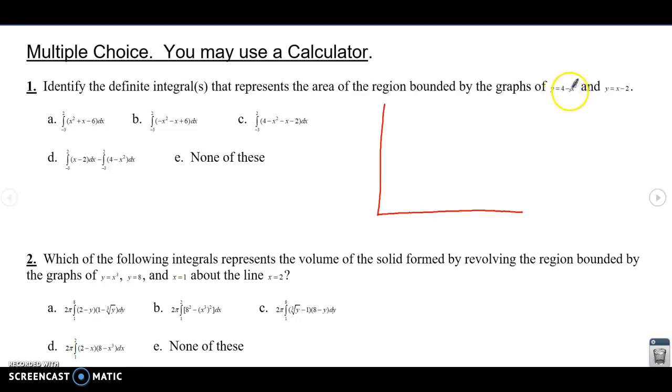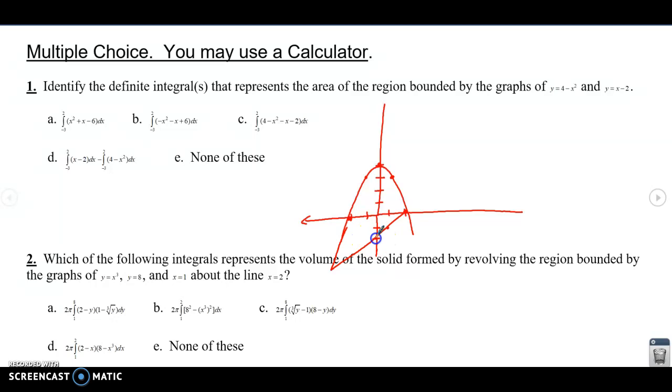This is a parabola that opens downward with a y-intercept of positive 4. I'm going to have to graph the other side as well, so it's going to look something like this. Sketching graphs is an important part of what we're doing in this chapter, so being able to sketch these graphs is important. And x minus 2 means I have a y-intercept of negative 2 and a slope of positive 1, so 1 over 1 up, 1 over 1 up, etc. So it's going to be down here somewhere.